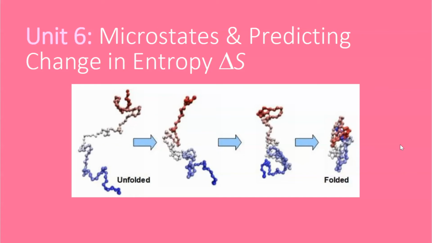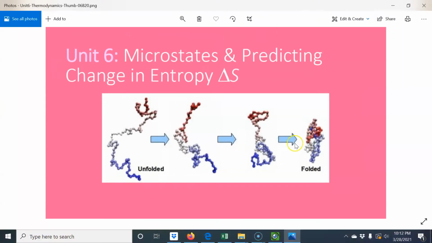Hi everyone, I want to continue our discussion on the Boltzmann equation, which says that entropy equals k times ln W. This is a continuation from last video. To understand the Boltzmann equation, we'll need to have a discussion about microstates, and at the end of the video, we'll do a couple of simple problems on predicting the change in entropy.